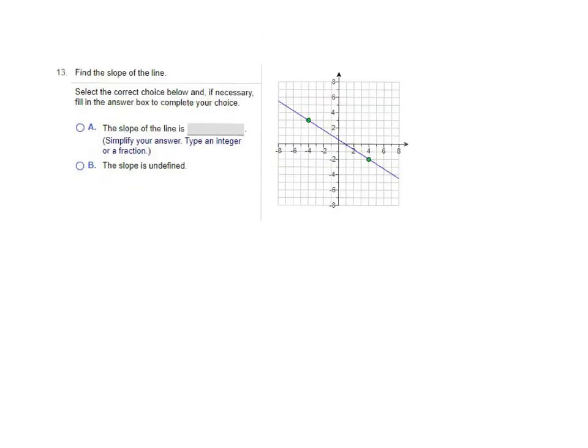Find the slope of the line. I immediately know that it's not B because it's not undefined, because it's not a vertical line. So I can see that it is decreasing, it's going downhill, so I know it's going to be a negative. And so if I count down and over, I'm counting down 5, negative 5, and then to the right, which is a positive move, and that is 8. And so my slope is negative 5/8.